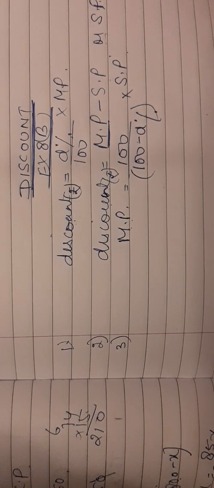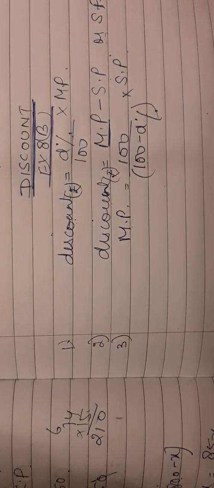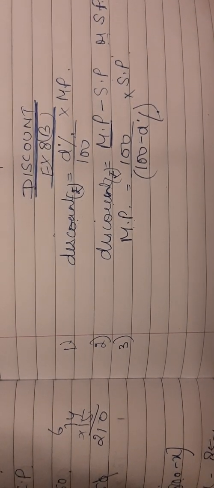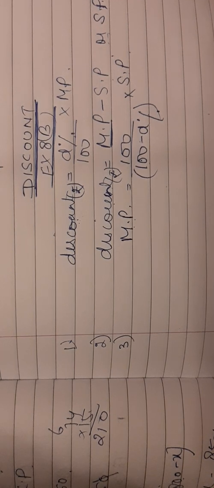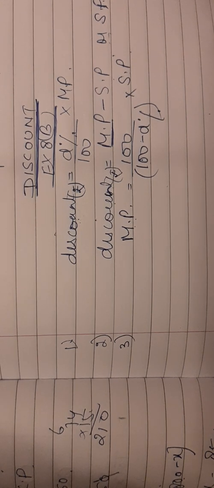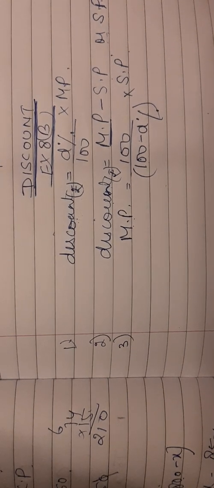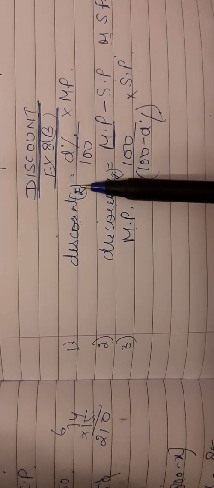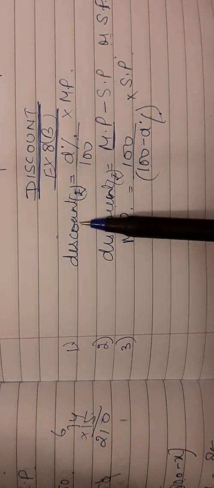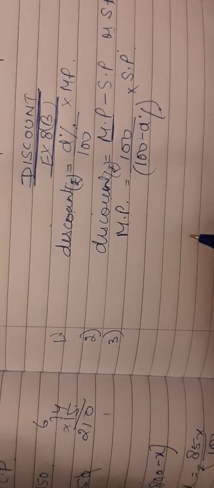Now I am going to start the questions of your exercise. I am taking the first question of your book, exercise 8b. The mark price of a sari is 3,800. The shopkeeper offers a discount of 15% during sale time. What is the selling price of the sari? Now I have given you the first formula, where I told you how to change the discount percent into discount in rupees. So first we are going to find the discount given by the shopkeeper.